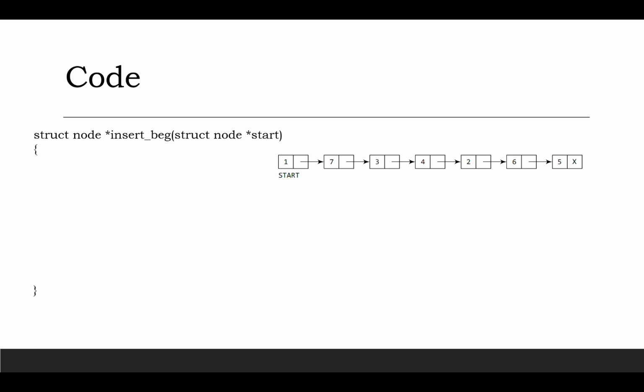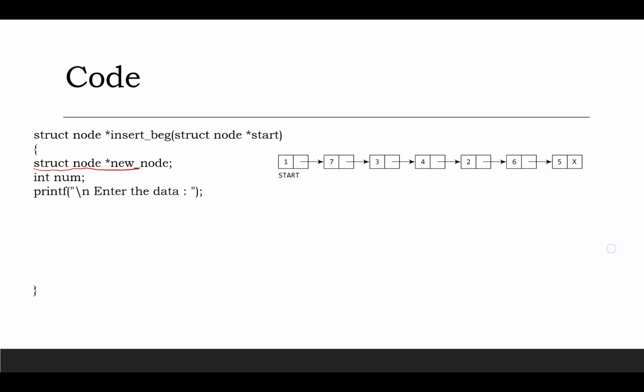This is the linked list we have taken, and in the code, first it is struct node star insert, a function, insert underscore beginning, taking the start node struct node star start. First we have to create the new node. By using the structure concept, we are creating the new node here. Next we are using one variable, that is num, for storing the value for the new node.